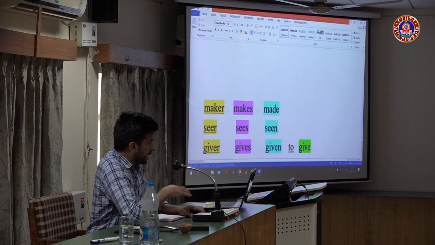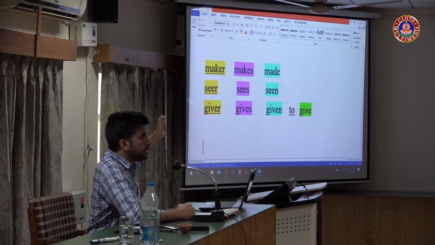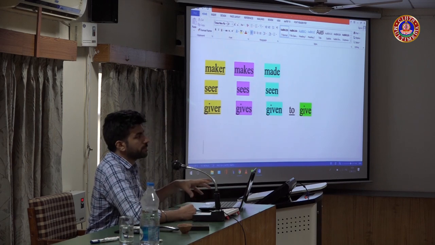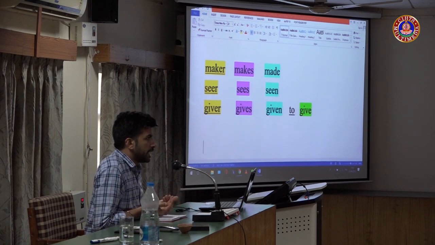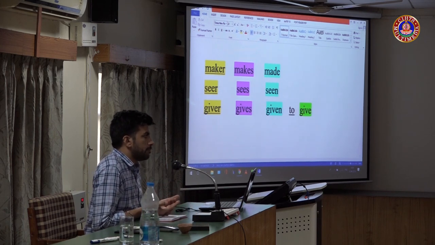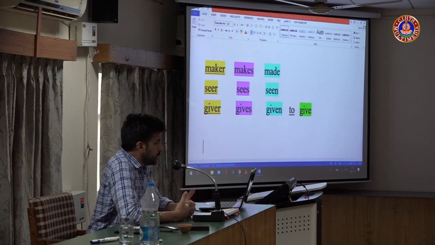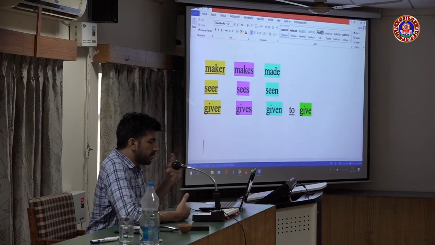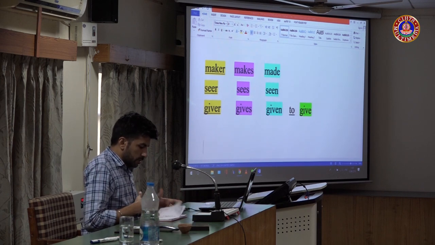Before I finish, I have just made this category. In the middle you have the three verbs we have chosen: make, see, give. Now, with different verbs, the arguments will be different. So for see, a seer is needed and the seen is needed. For make, a maker is needed, a made is needed. But for give, you need a giver, you need a given, and you need a givee. To whom was it given? It should be written with an E.